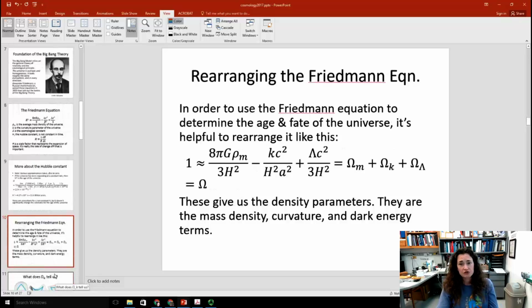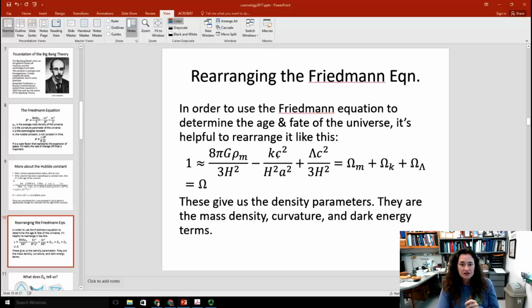In order to use the Friedmann equation to determine the age and the fate of the universe, it's helpful to rearrange it like this. Let's divide through both sides by H squared. And then what we end up with is some terms that we'll call densities, okay, density parameters. So we end up with 8 pi G rho over 3H squared. That becomes our density parameter for the mass density, okay? Remember that rho sub m was the mass density of the universe. So there's our mass density term.